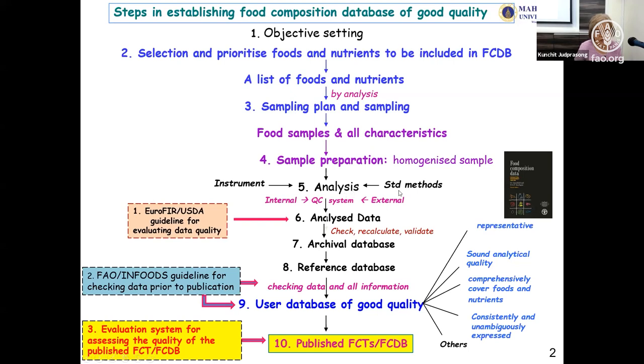After the analysis, we should use standard methods and instruments, and we should have a quality control system, internal and external. After that, we get the analyzed data, and we prepare the archival database, reference database, and user database. You can see that along the process, we have the first system, the EuroFIR and USDA guideline for evaluation of the quality of the analyzed data. And we also have the second system, the FAO INFOODS guideline for checking the data prior to publication. We have to check all details and all information before we publish. And now we also need an evaluation system for assessing the quality of the published food composition database. So these are the steps to establishing a good quality food composition database.